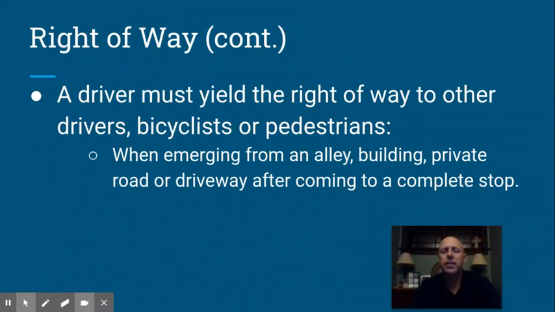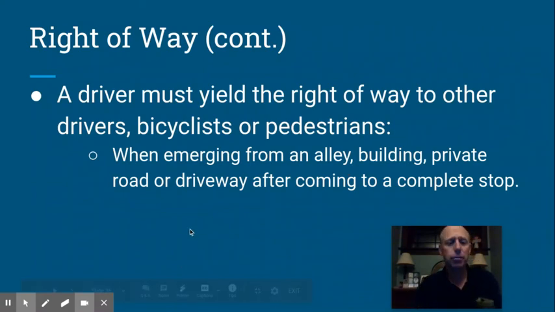All right, another situation where we have to yield the right of way is when emerging from an alley, building, private road, or driveway, after you come to a complete stop. The part of this that a lot of people skip over is the "after you come to a complete stop." What this is saying is when you are coming out of an alley, a building like a parking garage or a garage, a private road or a driveway, whenever you come out of any of these things, before you merge with the road, you're supposed to make a complete stop.